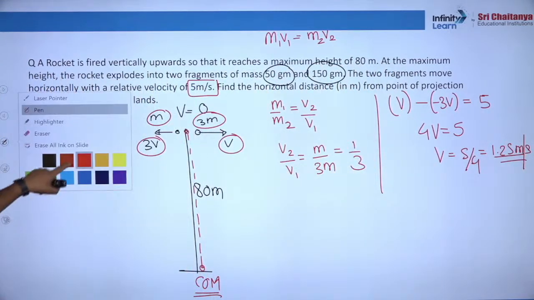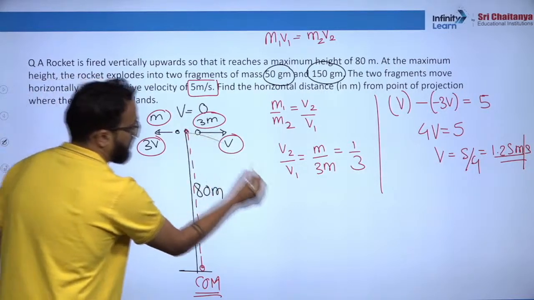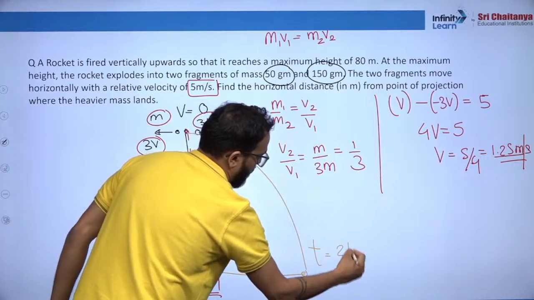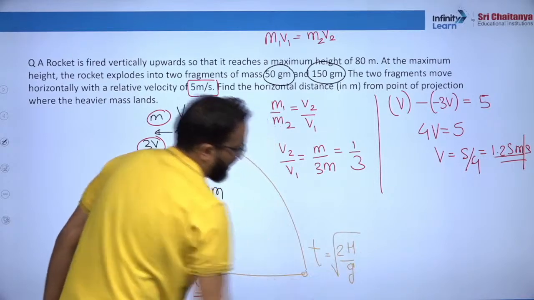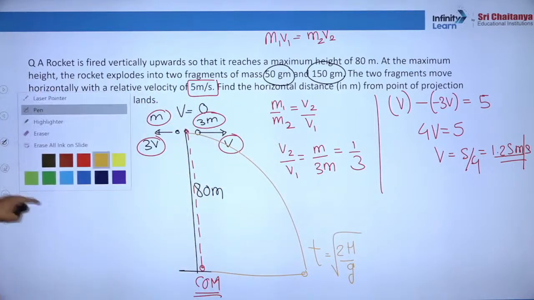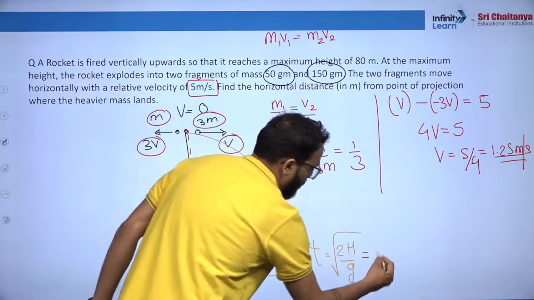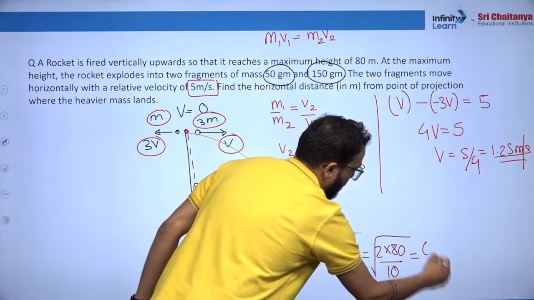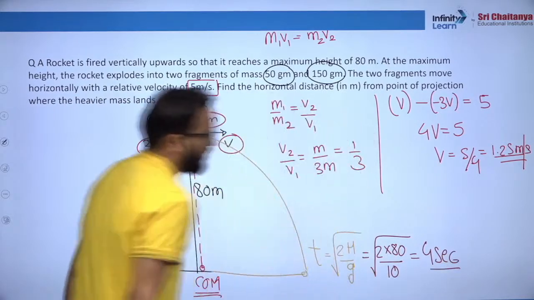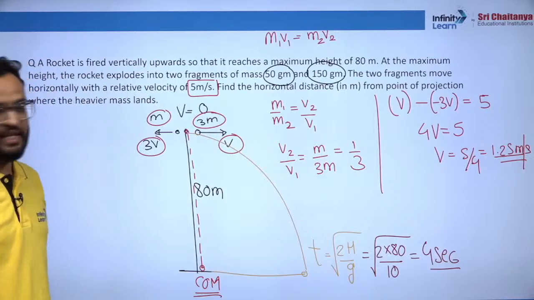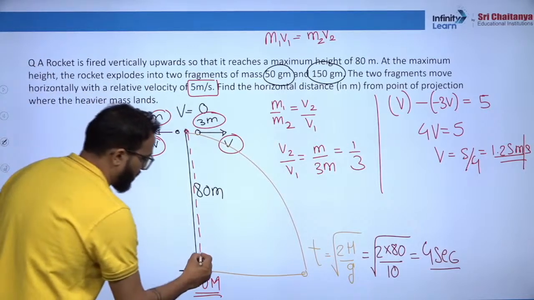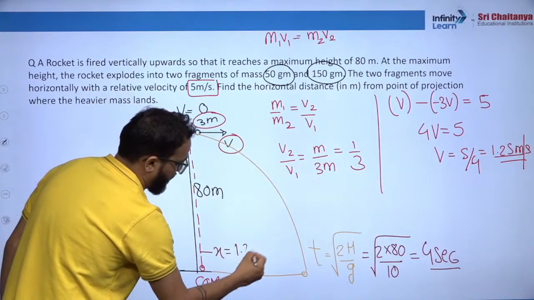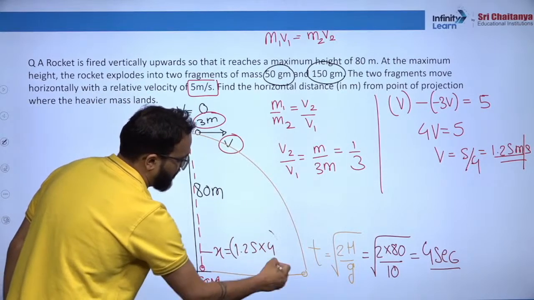Now 80 meter, how much time does it take to come down by 80 meter? You tell me, what is the time? Root over 2h by g. So 2 into 80 upon 10, 4 seconds will be the answer. So in 4 seconds, what is the horizontal distance? X is, speed is what? 1.25 into 4 meters.